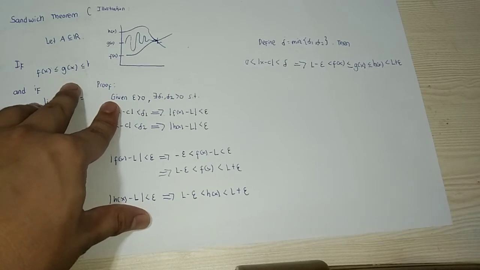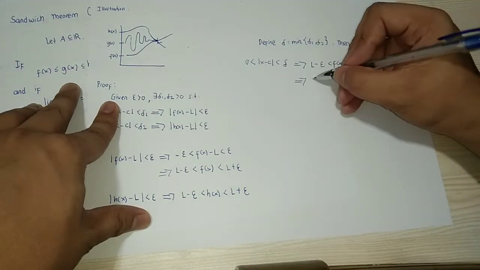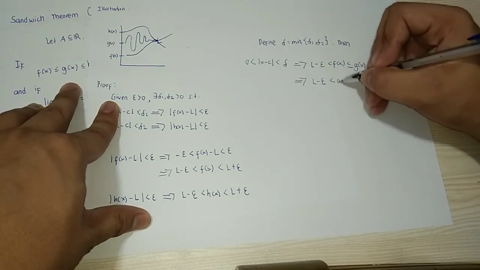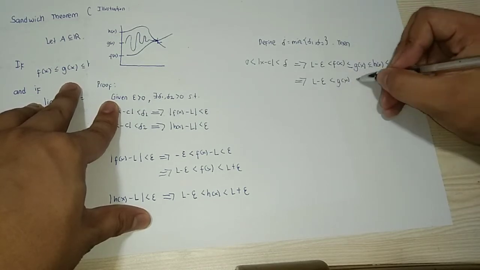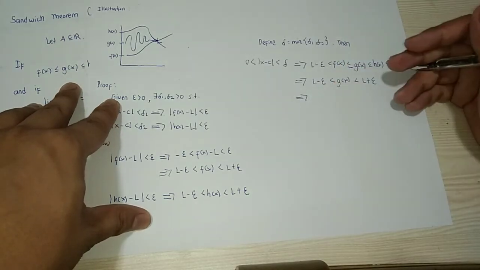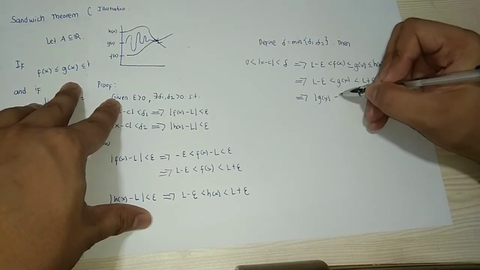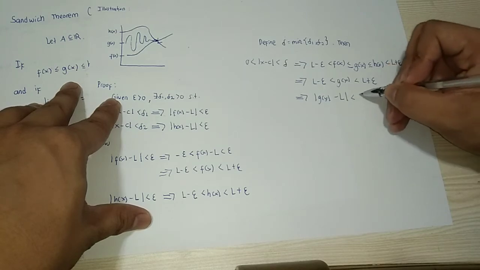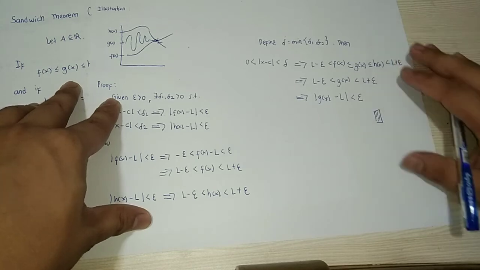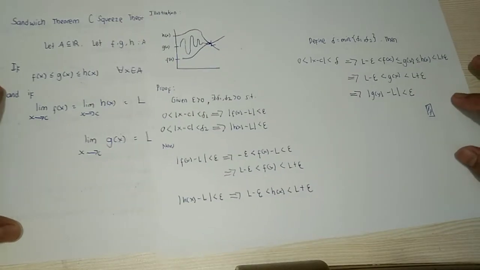Okay. So as you can see, this implies L minus epsilon less than g of x, yung nasa gitna. And that g of x is less than L plus epsilon. And gamitin ulit natin, balik natin property of absolute value. So that means yung g of x minus L less than epsilon. Okay? So, na-prove na natin na yung limit ng g of x as x approaches c is L.